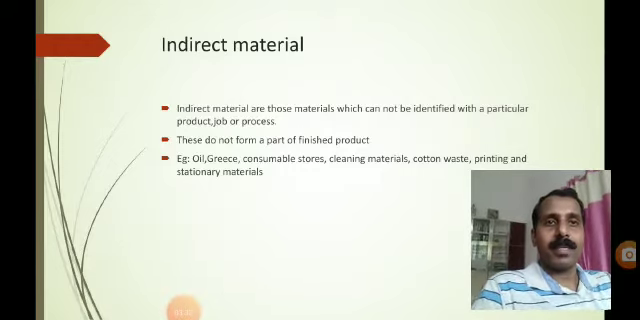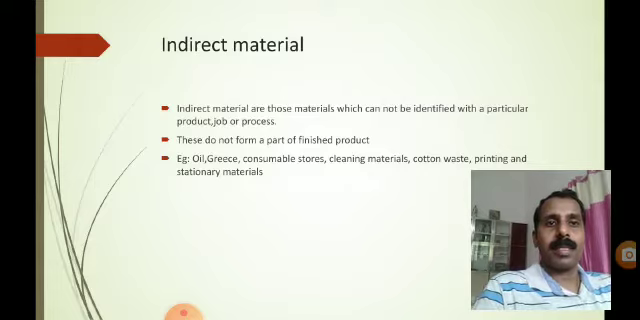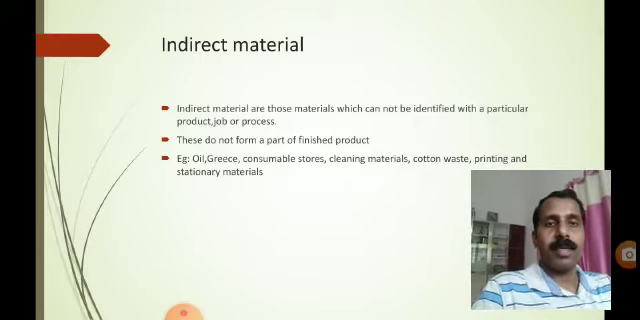Okay, then take the second one, indirect material. Indirect materials are those materials which cannot be identified with a particular product, job or process. In addition to direct material, some other consumable items such as grease, oils, cloth and cleaning materials are also used as part of the manufacturing process. These materials are termed indirect materials, items of less value. These do not form a part of the finished product.